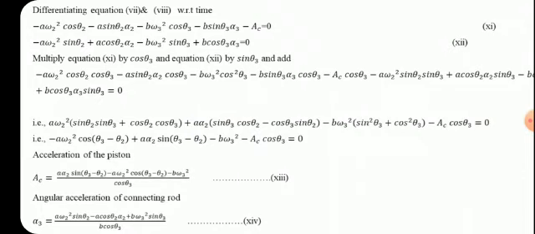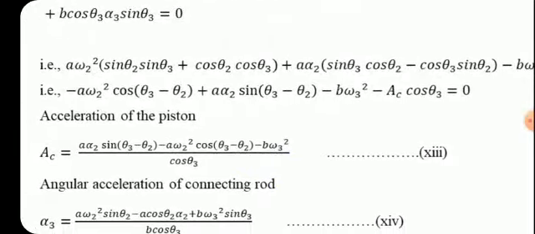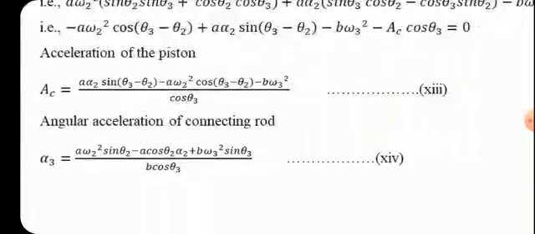Acceleration of the piston, ac is equal to a omega 2 square cos theta 3 minus b omega 3 squared by cos theta 3. Angular acceleration of connecting rod can be given by alpha 3 is equal to a omega 2 square sin theta 2 minus a cos theta 2 alpha 2 plus b omega 3 square sin theta 3 divided by b cos theta 3. Equation 13 and 14. Okay, this is the angular acceleration and acceleration of the piston. These two equations we can calculate.